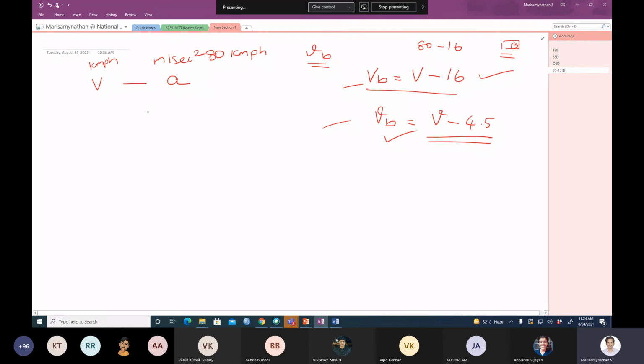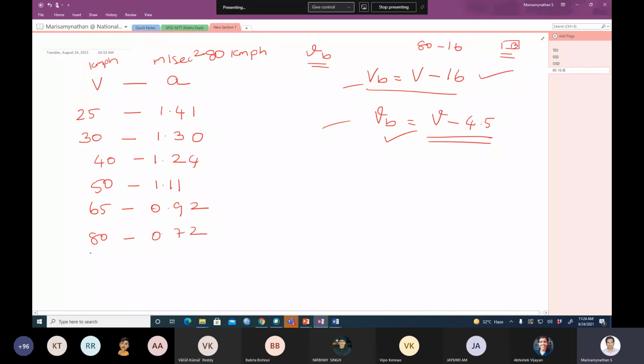Maybe I will float it here, or else I will give it in the PPT also. If the vehicle is traveling at 25 km per hour, then you have to assume an acceleration of 1.41. If it is 30, then the value is 1.30. If it is 40, 1.24. If it is 50, then the value is 1.11. For 65, 0.92. For 80, 0.72, and finally for 100, it is 0.53. So these are the values for the acceleration.